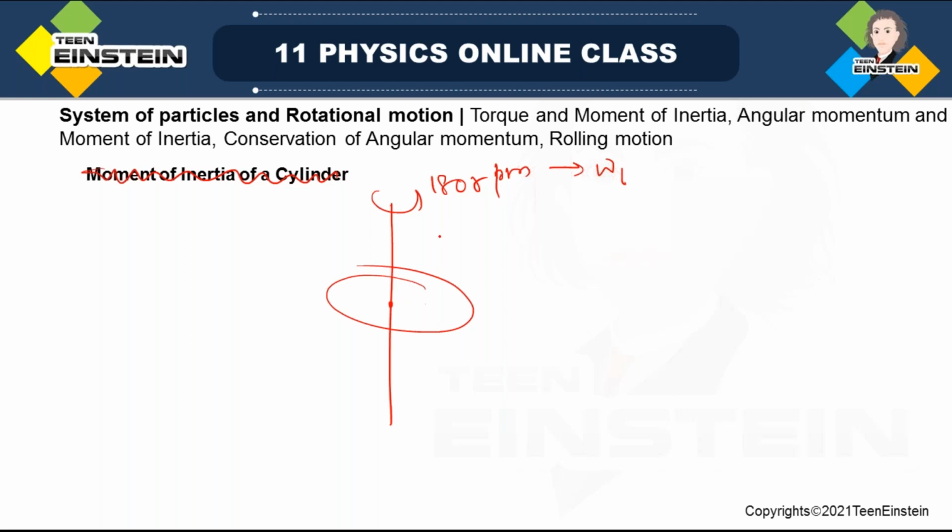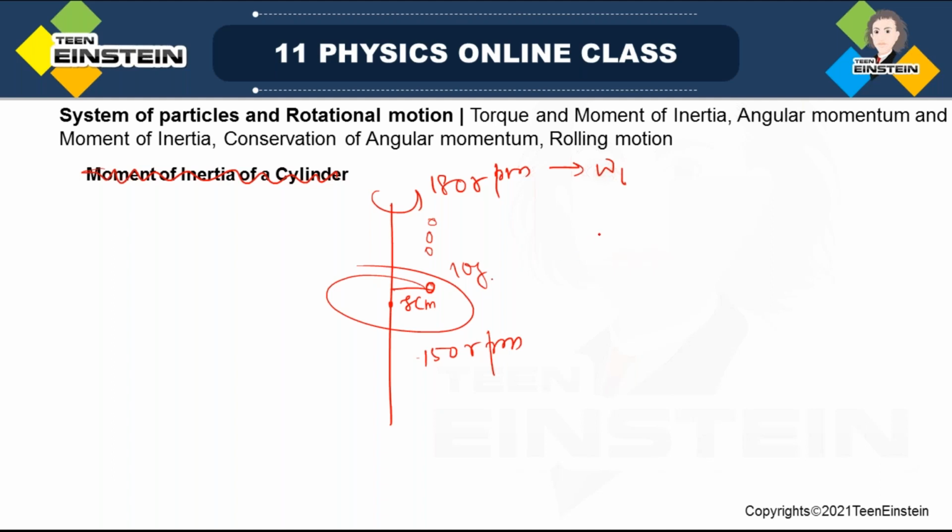I'm just taking the axis normal to the disk. Now a piece of wax has fallen on the rotating disk at a distance of 8 centimeter from the axis of rotation, and it has mass 10 gram. After the wax is pasted on the disk, the angular velocity decreases. That's why the rpm of the disk now becomes 150 rpm. We have to find out the moment of inertia of the disk about its center of mass. That is the problem.